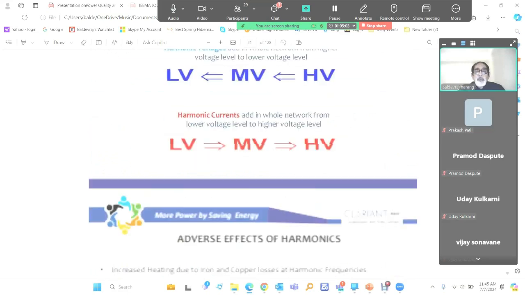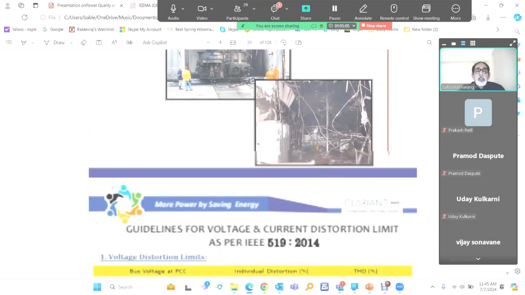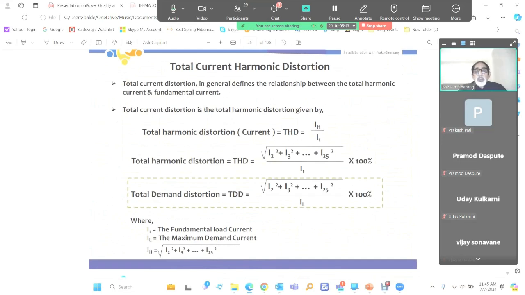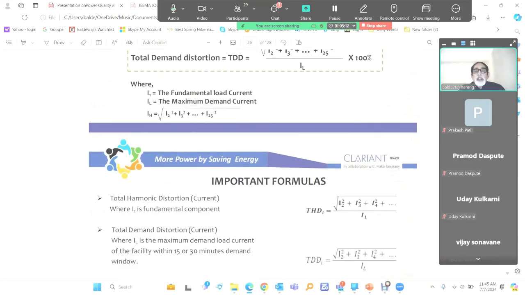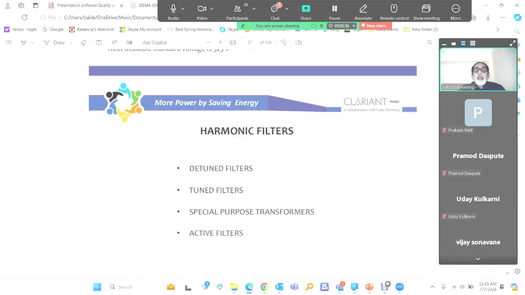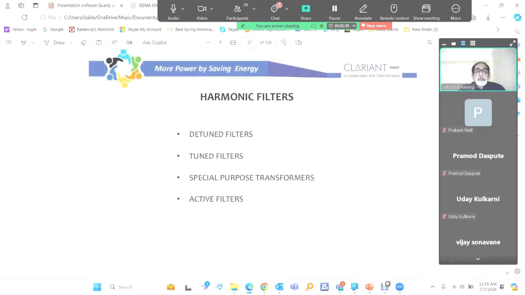Then we have the active filter. When we tune fully, 100%, suppose we tune it at 250 hertz, we are trying to pass almost all the harmonic current through the filter. But then we have the special purpose tuned filter.